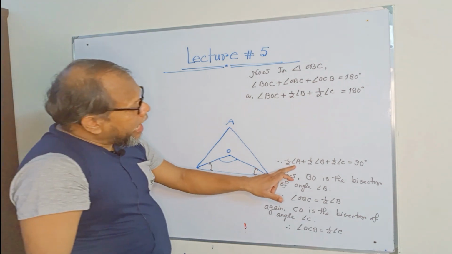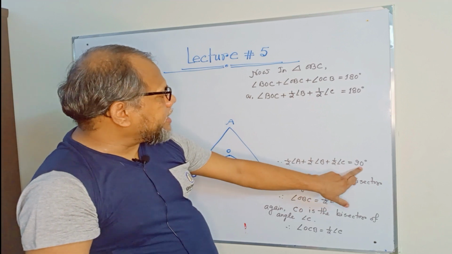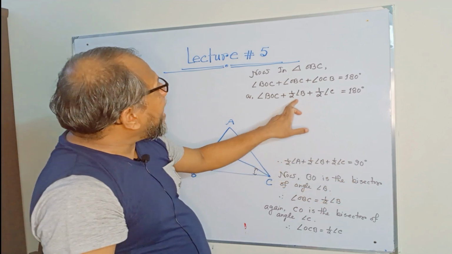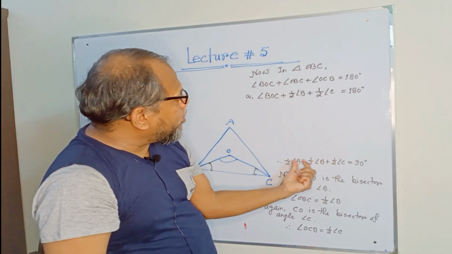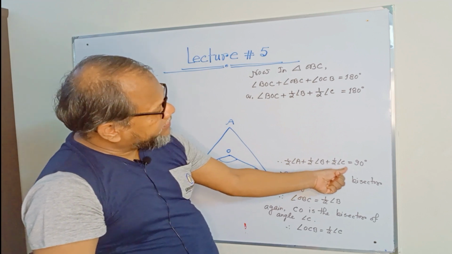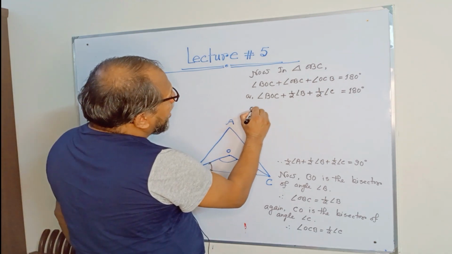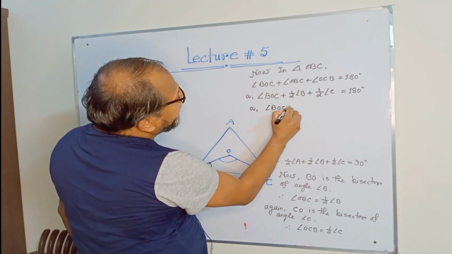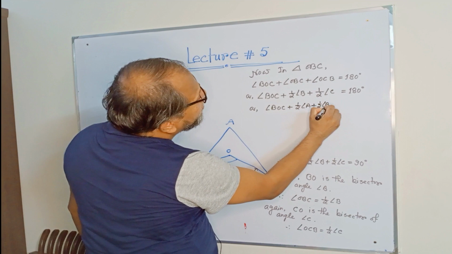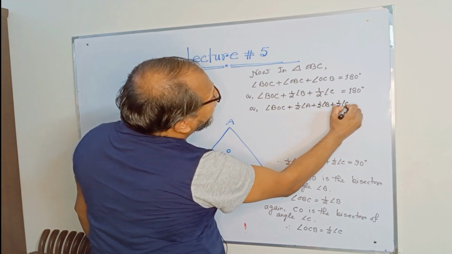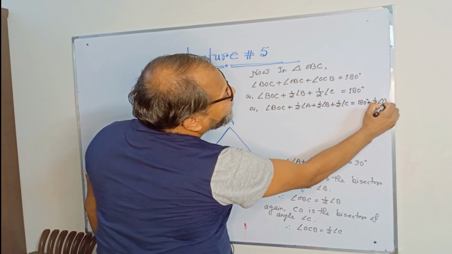Here we get half of A plus half of B plus half of C is equal to 90 degree. If I add half of A to both sides, I can put the value of half of A plus half of B plus half of C equal to 90 degree. Here I can add half of A to both sides: angle BOC plus half of A plus half of B plus half of C equal to 180 degree plus half of A.